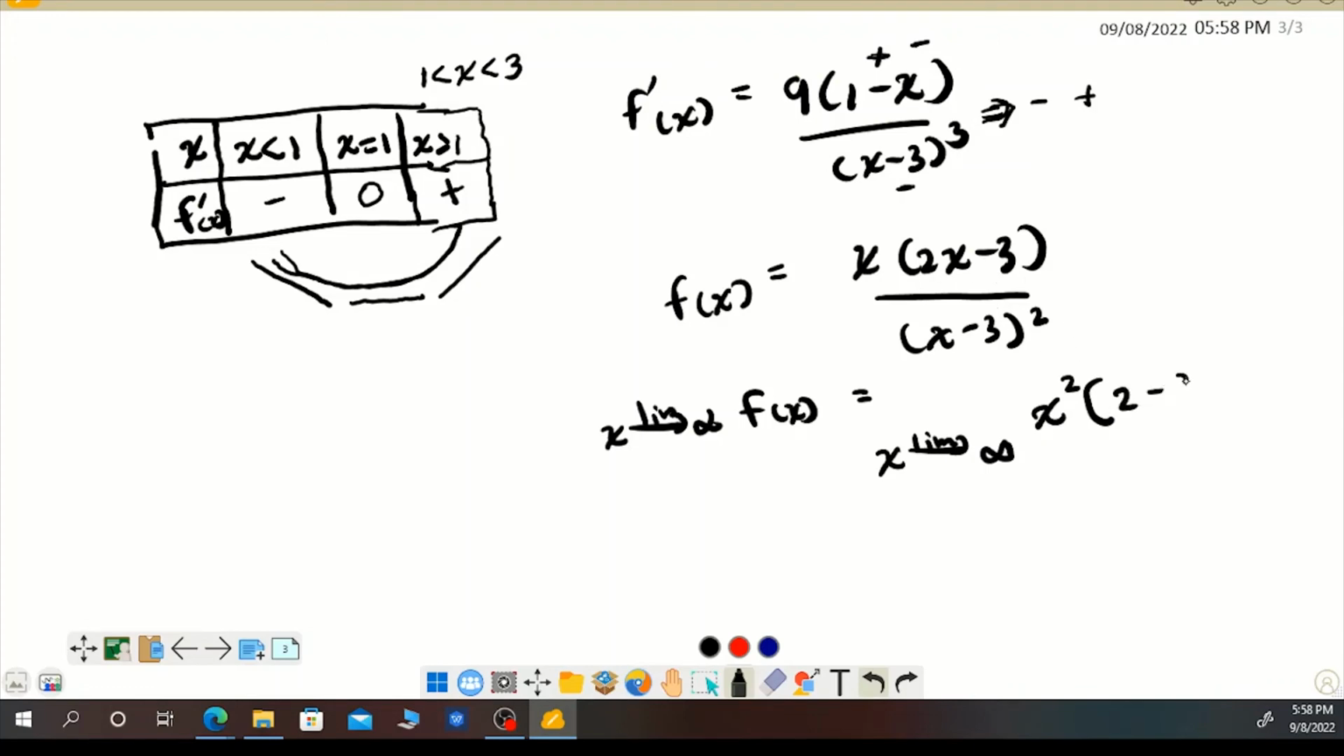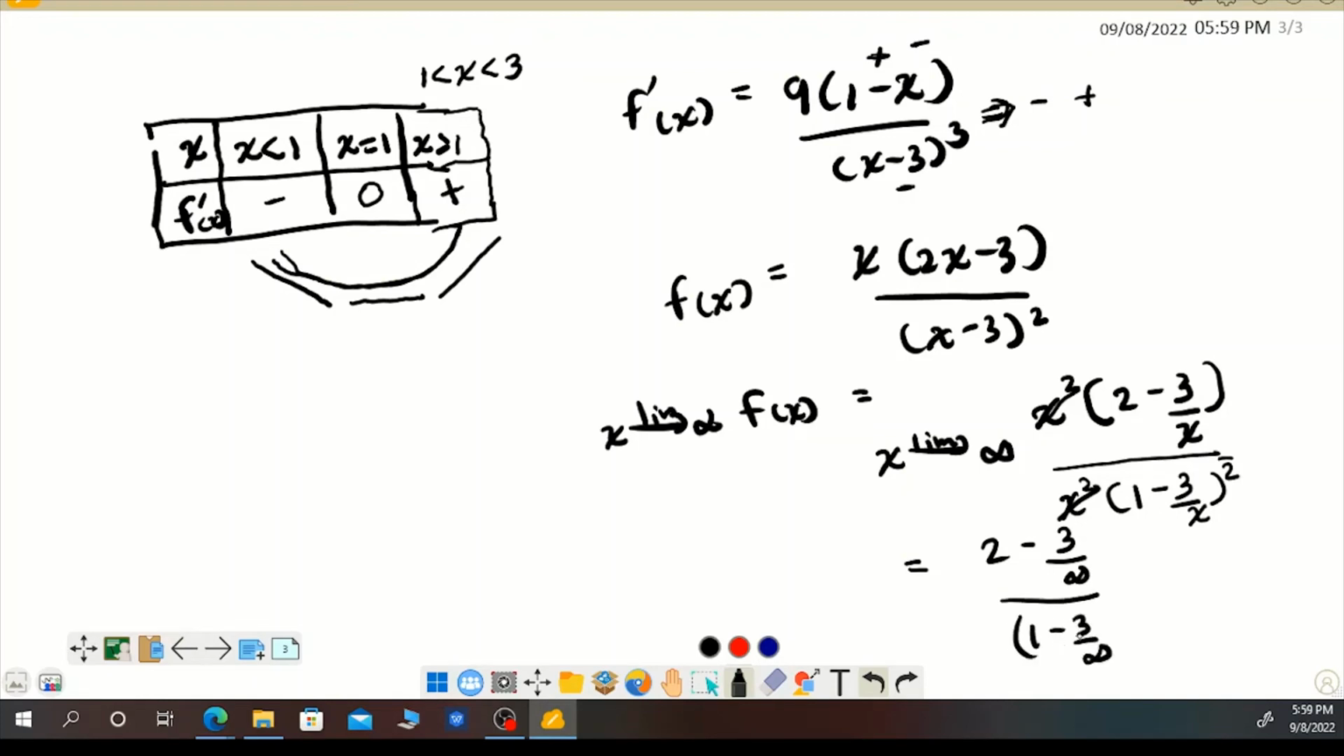Then this term becomes 2 minus 3 divided by x. I am taking x squared out, right? In here I got x, and when x comes outside of the bracket, it's squared, right? Then I can write it as x squared. This becomes 1 minus 3 over x squared. Then I can cancel the x squared and substitute the limit. Then 2 minus 3 over infinity divided by 1 minus 3 over infinity squared.